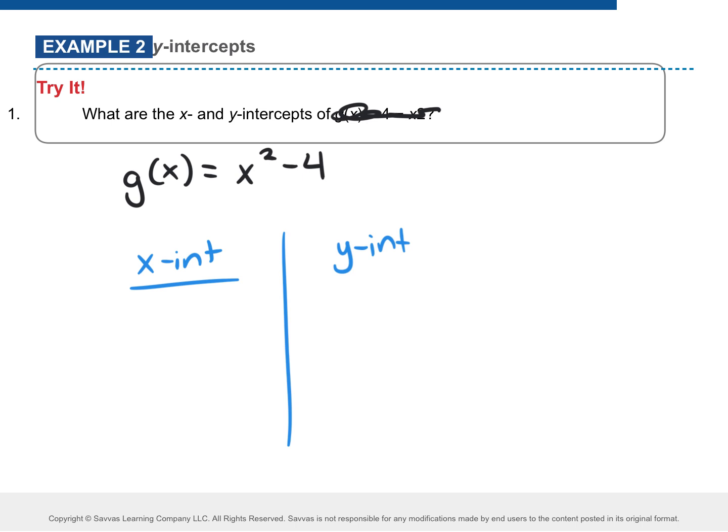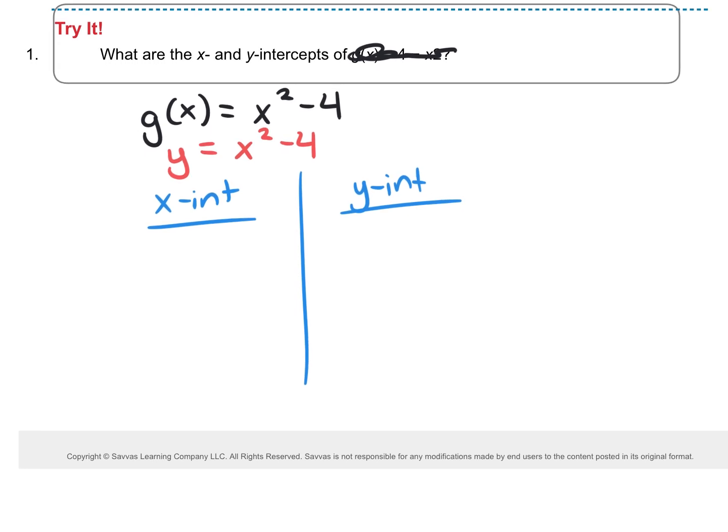What, Gracie? Exactly. Whenever you see a g of x or a f of x or anything, that can always be written as y. So what I want you to do right away is rewrite this equation as y equals x squared minus 4. Okay, so whenever you see something like that, you can always treat it as a y. Okay, so let's look at this again together. If I ask you to find x-intercepts, what are we doing? What are we plugging in for y? 0. Yep, we know y equals 0.